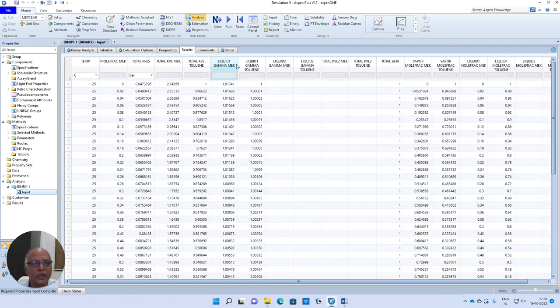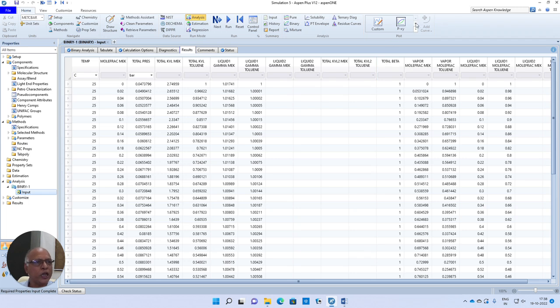Now you can see these are indicating gamma 1 and gamma 2. MEK is component 1, toluene is component 2. As you can observe, gamma i with respect to both MEK and toluene are greater than or equal to 1. So this is a characteristic for systems exhibiting positive deviation from Raoult's law.